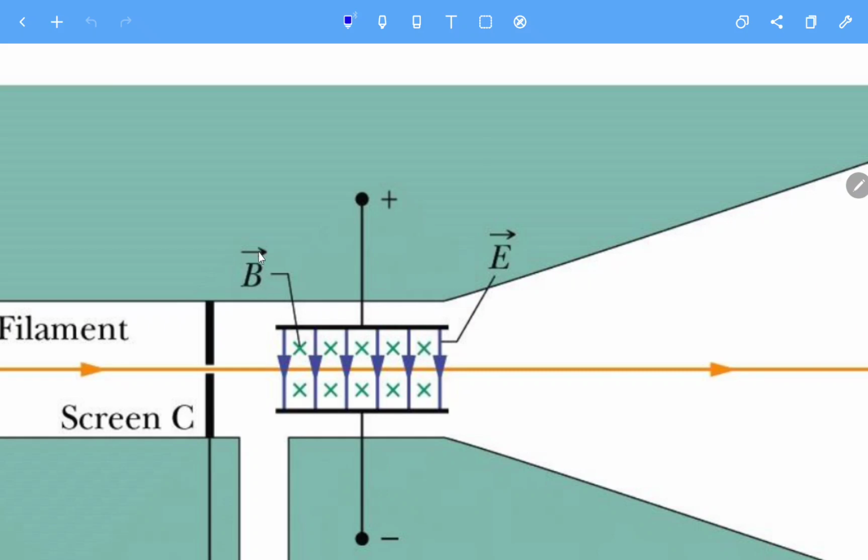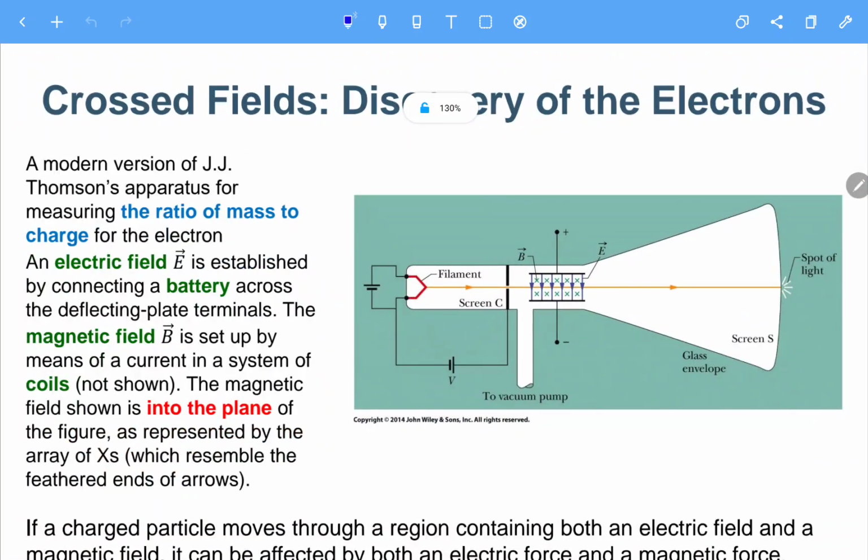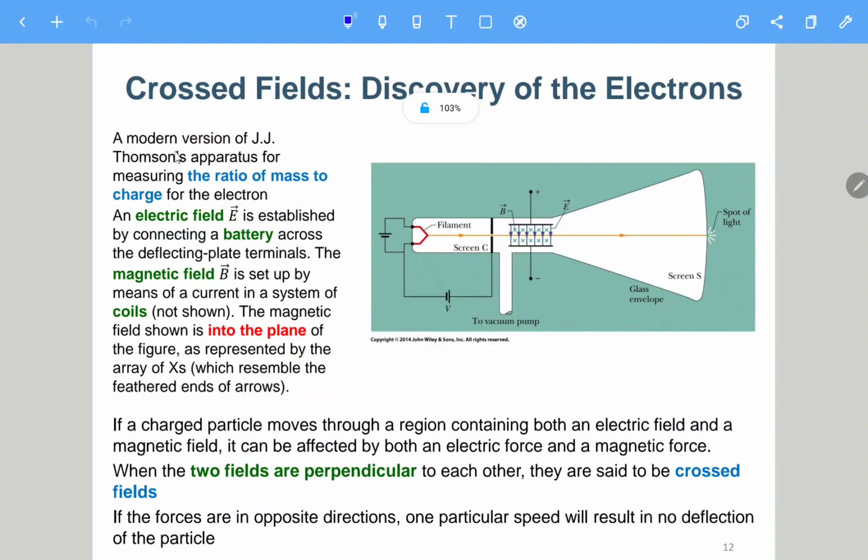And then here we also assume a uniform B field is generated also between these plates, but pointing into the page. So the B field and E field are perpendicular to each other, so we call it the cross field in this region. Okay, so it's a modern version of J.J. Thomson's apparatus for measuring the ratio of mass to charge of the electron.